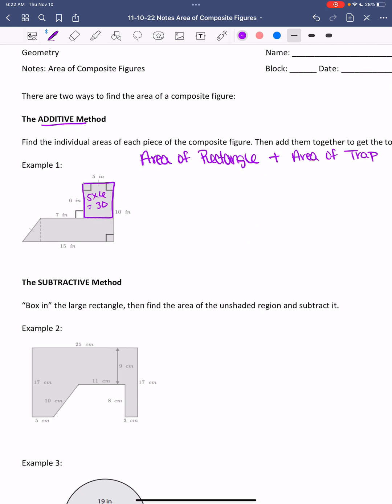Now you're going to add it to your other figure. The other figure you have is going to be that bottom one, and that's going to be your trapezoid, guys. So what that means is you need to figure out what your bases are, because remember, the area of a trapezoid is going to be 1/2 base 1 plus base 2 times your height. Don't forget that.